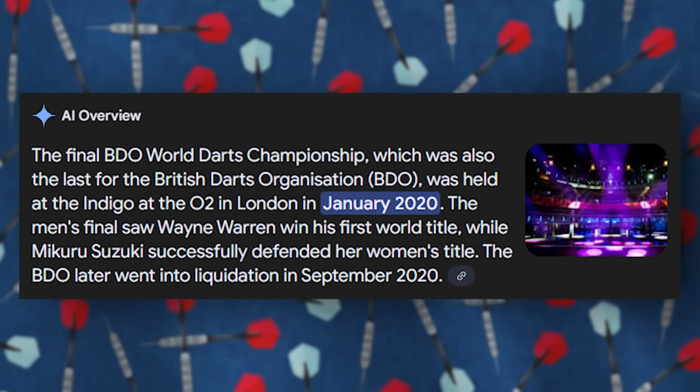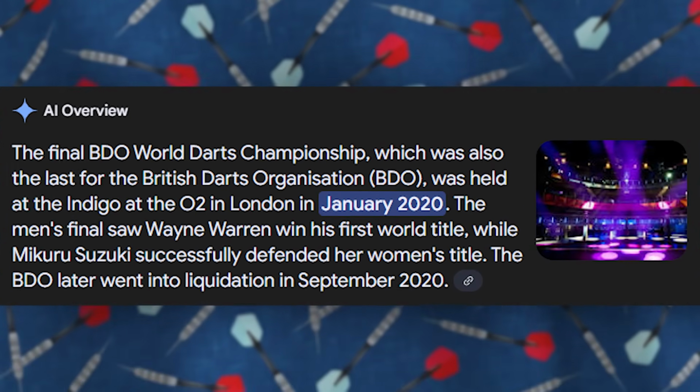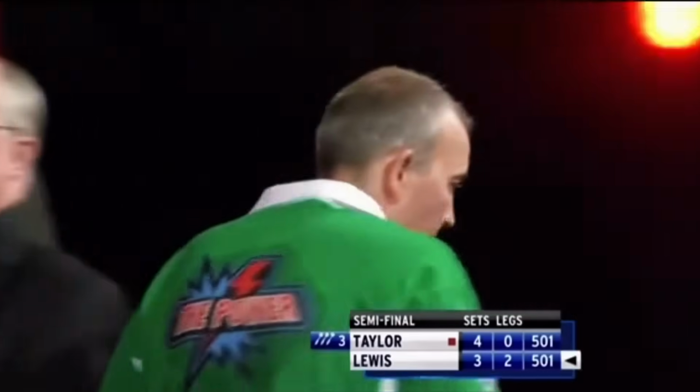The final BDO World Championship, held at the O2 Indigo in London, drew low attendance and sharp criticism. Shortly after, the British Darts Organisation officially ceased operations. The collapse marked the end of an era.